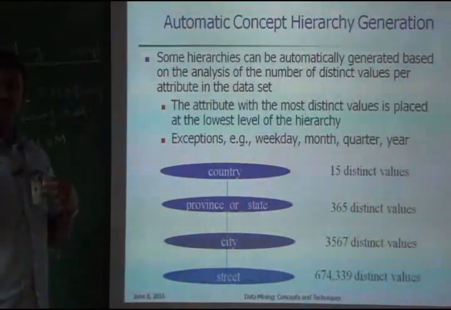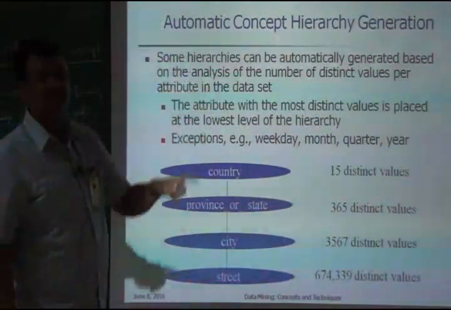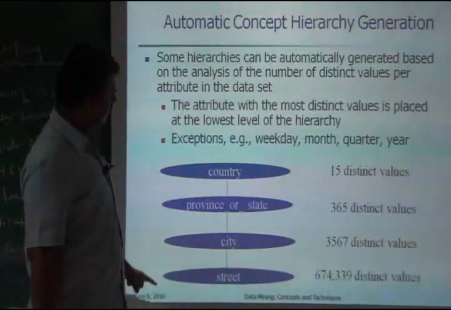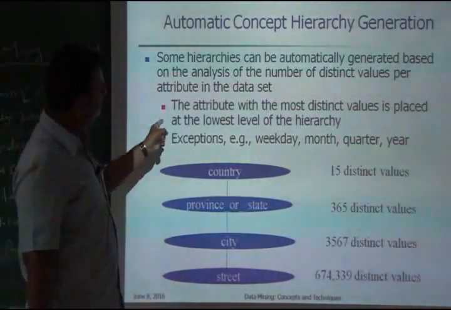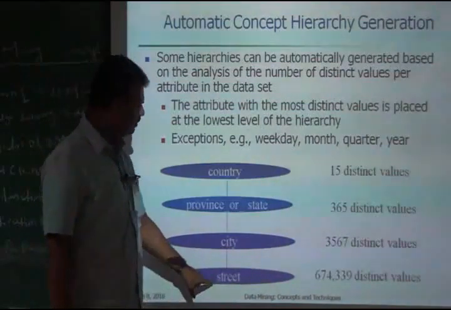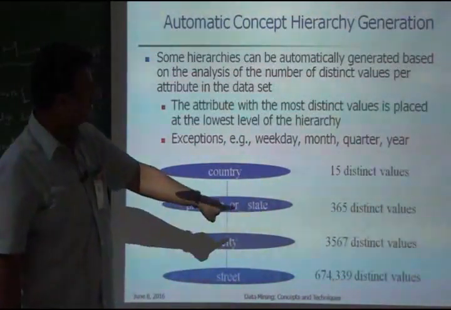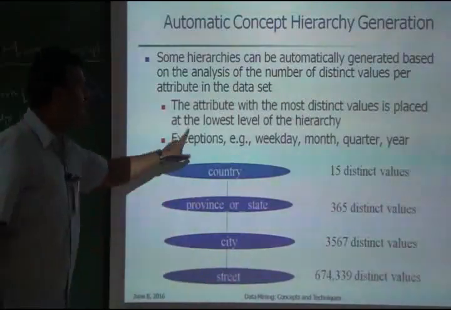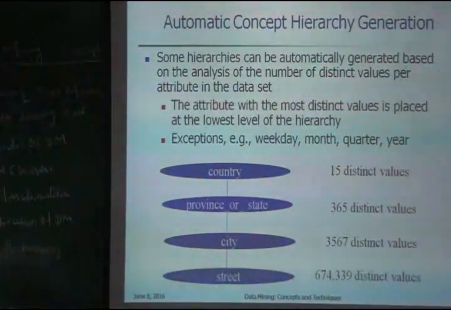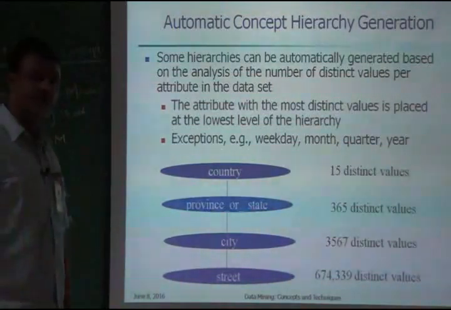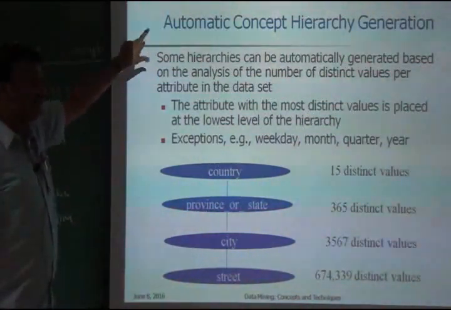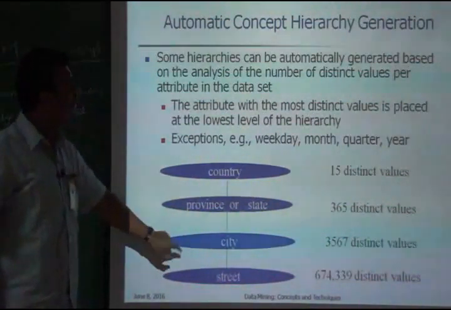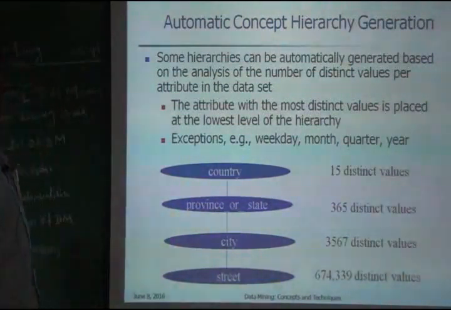Some hierarchies can be automatically generated based on the number of distinct values per attribute in the data set. For example, consider the attribute with the most distinct values. In our example, street has the most distinct values. So the attribute with the most distinct values is placed at the lowest level of the hierarchy. That is called automatic concept hierarchy generation. What do we mean by it? Some hierarchies can be automatically generated based on the analysis of the number of distinct values per attribute in the data set.